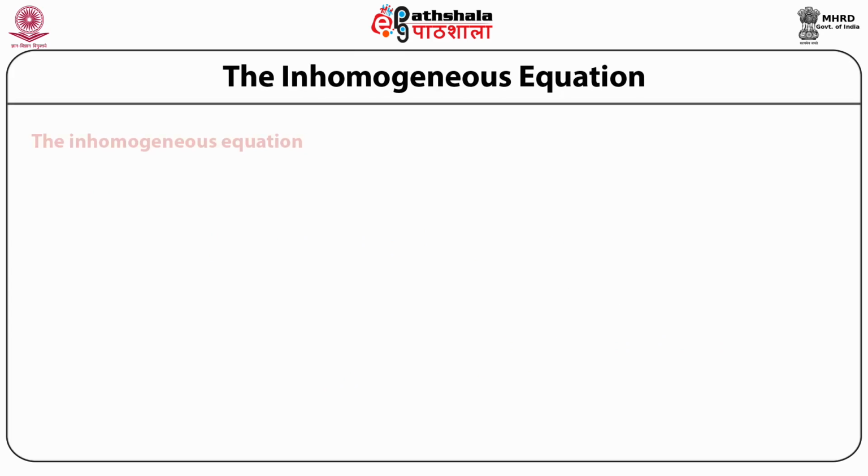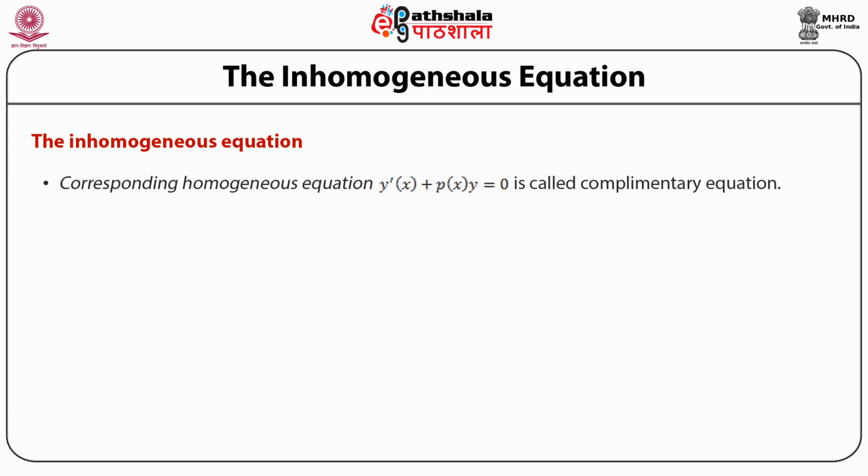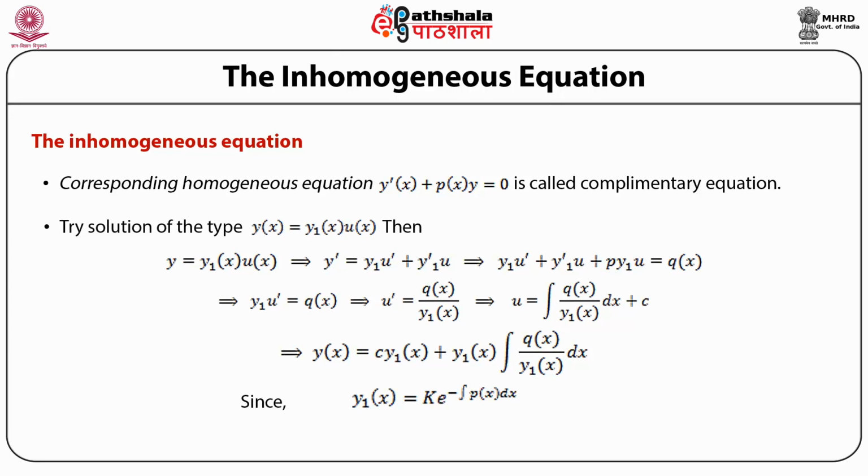Now we consider the linear inhomogeneous equation y'(x) + p(x)y = q(x). The corresponding or associated homogeneous equation y'(x) + p(x)y = 0 is called the complementary equation. If y1(x) is a solution of the homogeneous equation, for the inhomogeneous equation, try a solution of the type y(x) = y1(x)u(x).